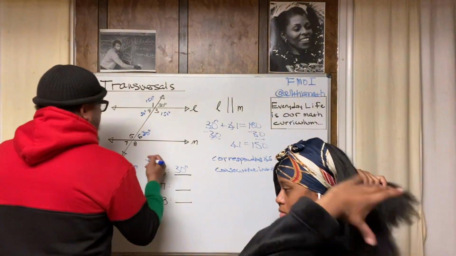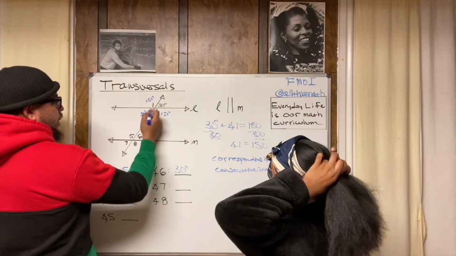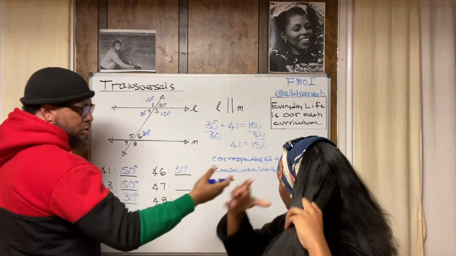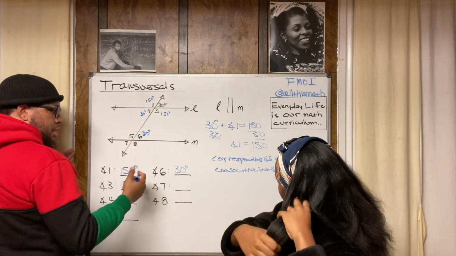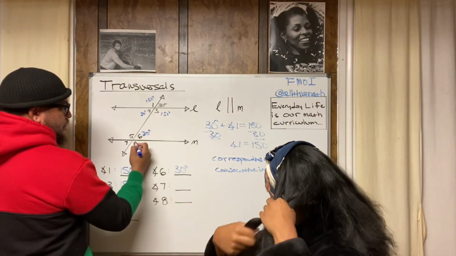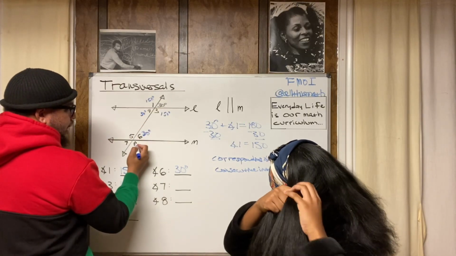So what's an example of alternate exterior? Angle 1 and angle 8. They're on alternate sides, like two people on opposite sides of the street. I'm on this side of the street, you're on the other side of the street, right? Look at that. The transversal is the street. Angle 1 is on the left side, angle 8 is on the right side.